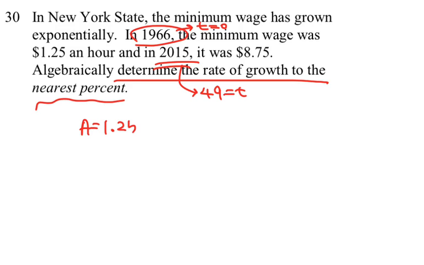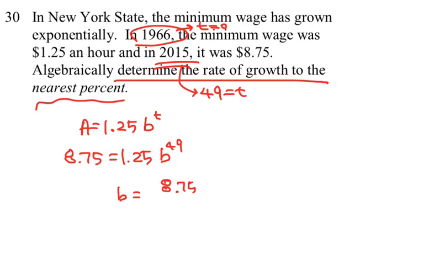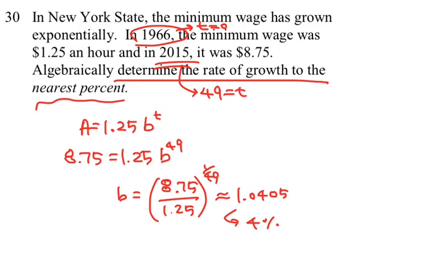So now, what we can do is, this is the formula which we can set up. Now, the amount 8.75 is equal to 1.25 times b to the 49th power. So then b is equal to, we have to divide 8.75 by 1.25 and raise it to the reciprocal of 49, which is 1 over 49th power. If you put that into a calculator, that's about 1.04. So therefore, it's a 4% increase.